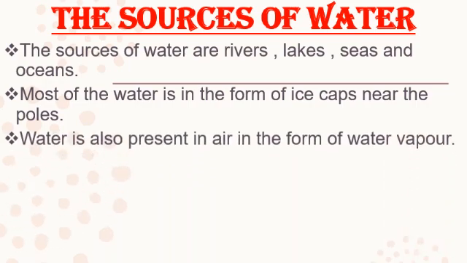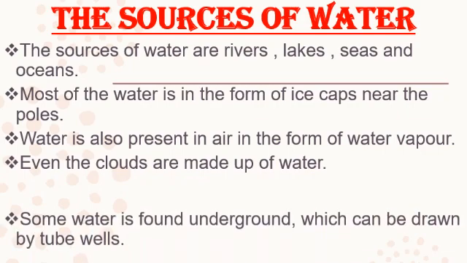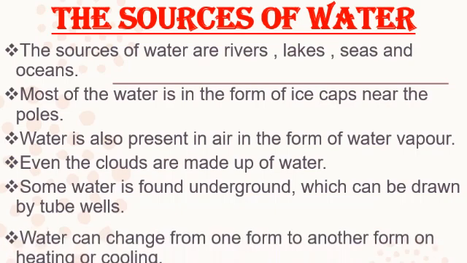Water is also present in air in the form of water vapor, that we have proof now. Even the clouds are made up of water. Some water is found underground, which can be drawn by tube wells or wells. Most of you must have seen wells, right? So from where does the water come in the well? That is stored before only when rains are there. The land soaks the water and keeps it in it. So when we dig the ground, dig the well, we can see the water inside it.